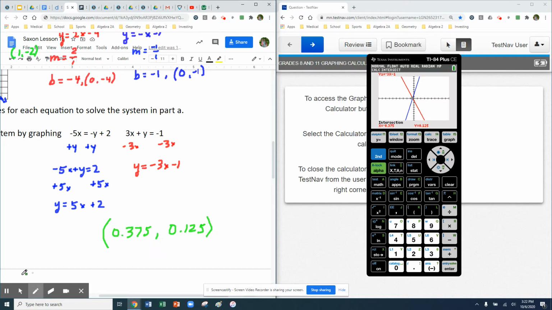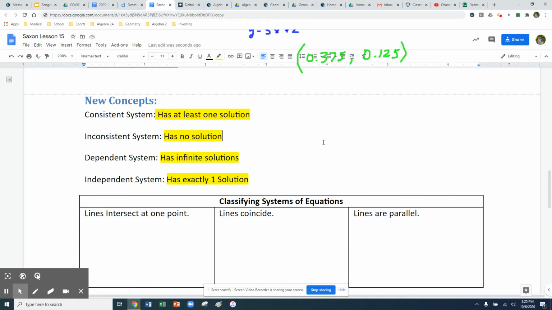So there would be our two XY coordinates. Now, as we've been talking about systems so far, you maybe have been thinking about some unique situations, and there are some unique things that can happen. So we're going to talk about the different types of way to classify systems.